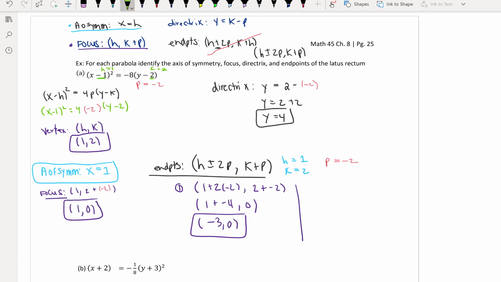And now I'm going to do the other endpoint as that minus. So I'm going to have my h value as 1 minus 2 times my p value, comma, k plus my p value. So I'm going to have 1 plus 4, comma 0. So that's 5 comma 0 as my other endpoint. Okay. So this is why it's important to go slow and make sure that you write down the formula correctly. So here I have the k plus p as the endpoint. Okay.